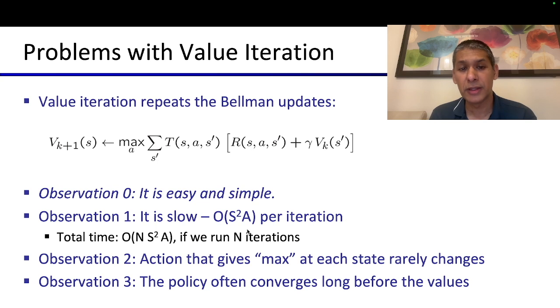So therefore, it's order S square A per iteration. If we do n iterations, that's n S square A. So in that sense, it can be a little slow.